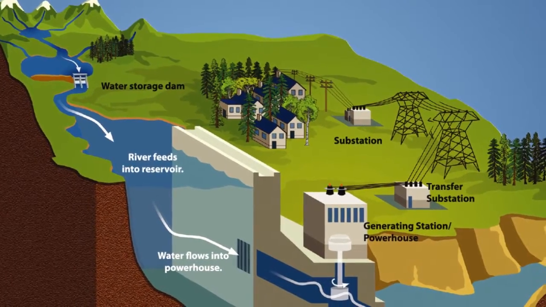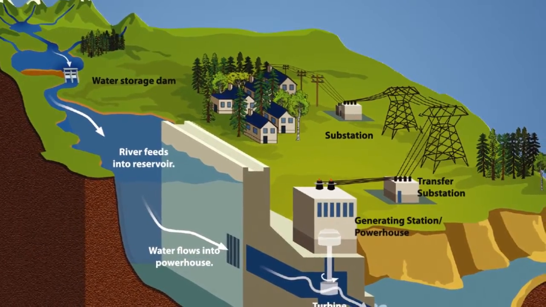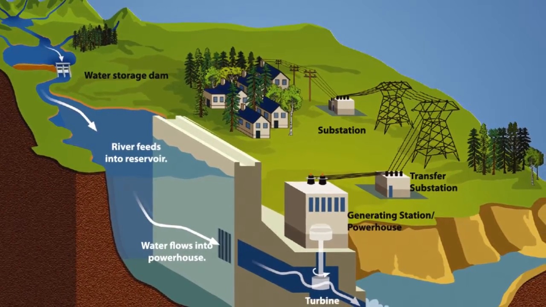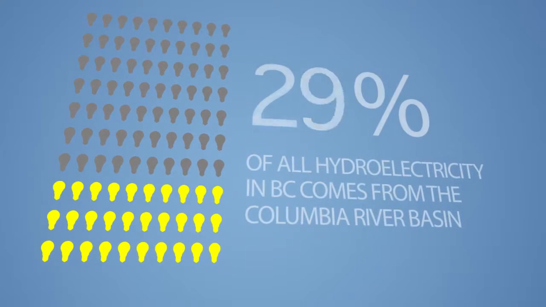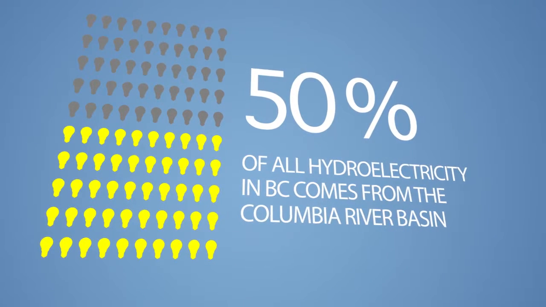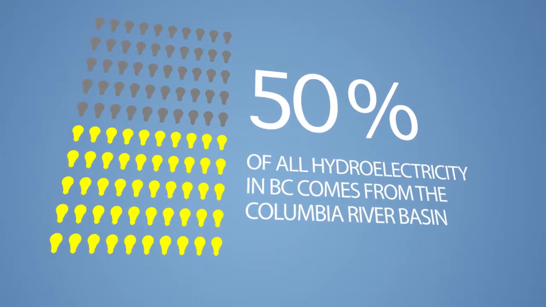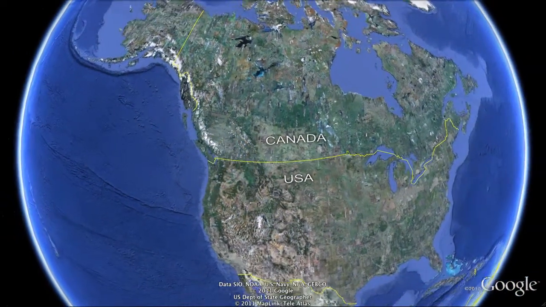As the water flows downstream, it generates hydroelectricity each time it passes through a generating station at a dam. Almost half of all hydroelectricity in BC comes from the Canadian Columbia Basin.